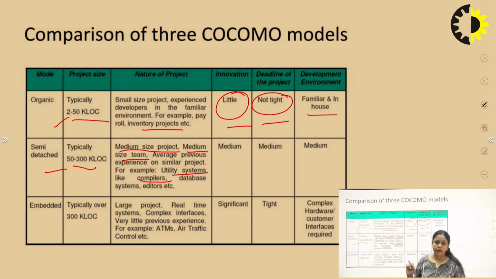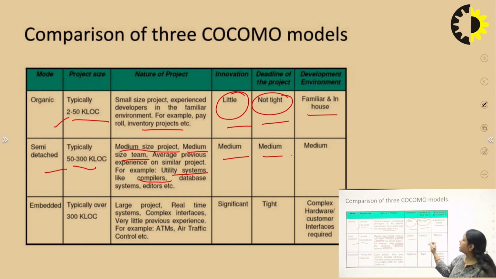Database system and editor. So there is some possibility of some innovative concepts also in the semi-detached, and the size of the projects will be increased in the semi-detached mode. Fine. So we can say innovation we have is medium, because in this case we have some more innovation in the semi-detached mode. In the organic, we don't have any innovative modules or ideas required, but in the case of semi-detached, because we have less experience in this field, we need some innovation there.